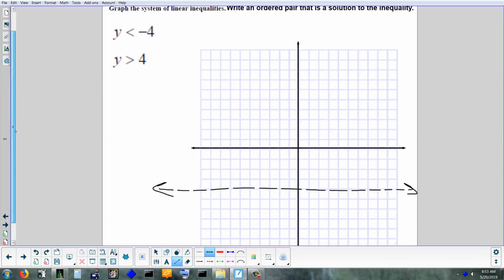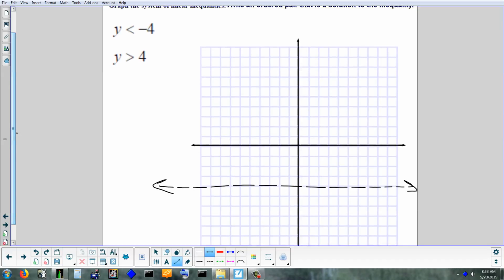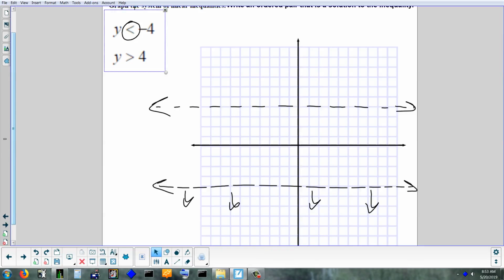Okay. Shade above or shade below? I think above. For this symbol, less than means shade less than, below. How about the other line? Where is that one? 4. Solid or dotted? Would it be dotted? Where do I shade this time? Above. Greater than means shade above.